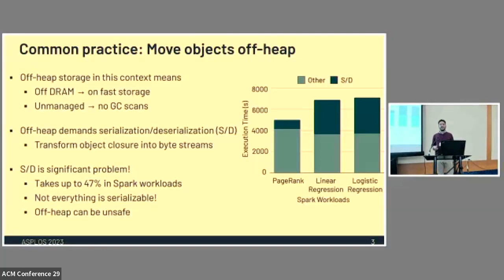However, they demand constant serialization-deserialization. Serialization is necessary to transform the whole closure of each object into a byte stream. But serialization has significant problems. First, it adds overheads. For some of the Spark workloads that we use in our evaluation, serialization-deserialization takes up to 47% of the total execution time. Also, not every object in the managed heap can be moved outside the managed heap. Such objects are objects with static fields in the JVM. And third, moving objects off heap might be unsafe. So we need to overcome these problems and eliminate serialization-deserialization.